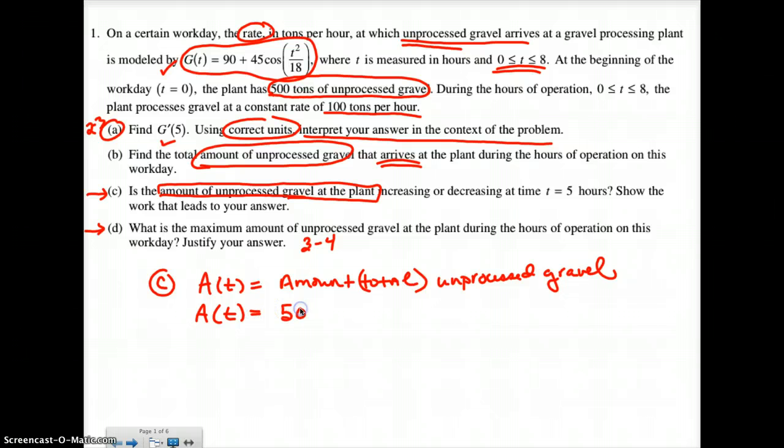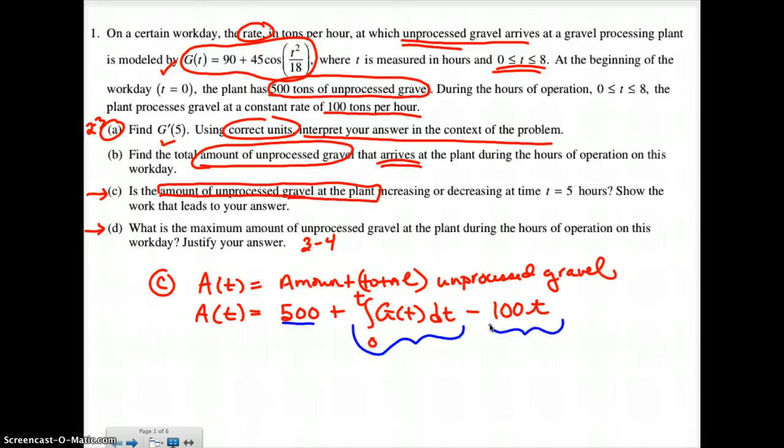Remember, there were 500 tons before the workday even started. Then it was arriving at a rate of G of T. So when I integrate G of T during the course of the day at any given time, that'll give me more unprocessed gravel. So what I've got here is all the unprocessed gravel during the day, but remember it's also leaving at a constant rate of 100 tons per hour. So this would give you the total that you have. And again, you had 500 there to start with. This is the accumulated unprocessed gravel, and then this is the rate at which it's being processed.